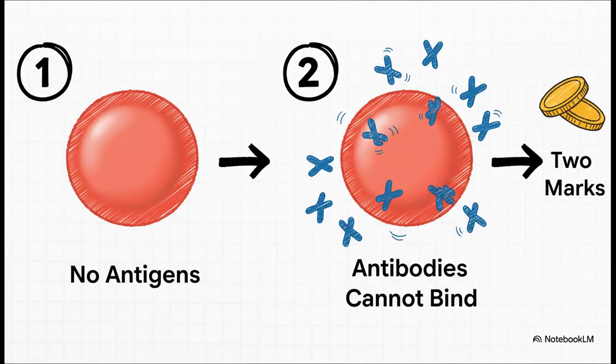So it all comes down to a really simple 2-step logic. Point 1, you state that Group O cells have no antigens. Point 2, you explain that because of this, the patient's antibodies have nothing to latch onto, so you don't get any of that dangerous clumping. And that's how you get both marks.